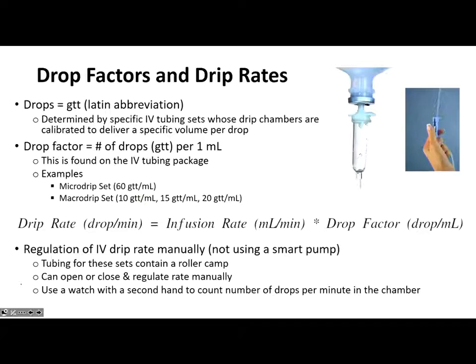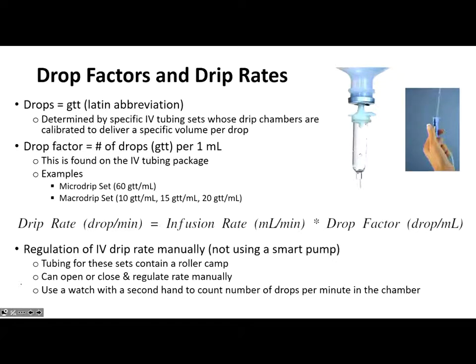So let me ask you this. If it's a little bitty baby drop, how many drops per mil would you get? Would you get a lot or not very many? If they're little bitty baby drops, you'd get a lot of drops per mil. If they're big old fat drops, then you're not going to get very many drops before you fill up a milliliter. Would you agree? So the point is, since the sets come calibrated with different pins, you get different drop factors.